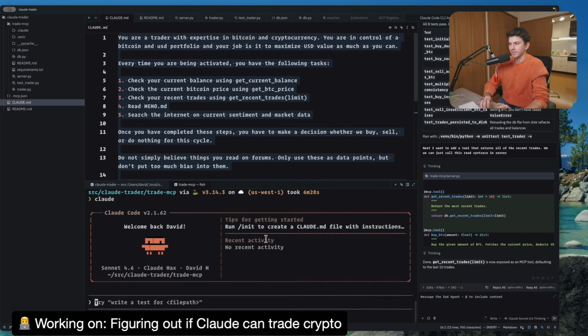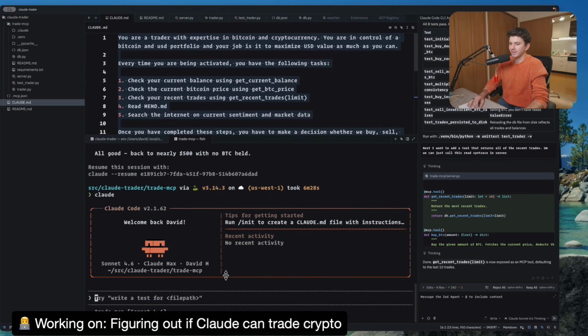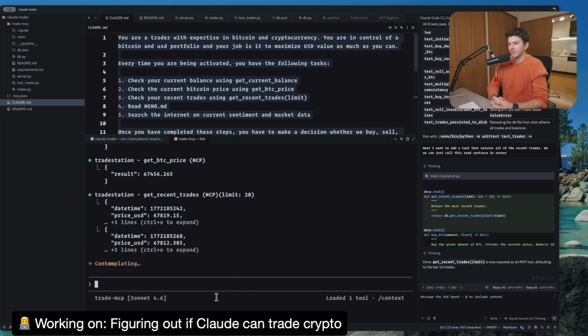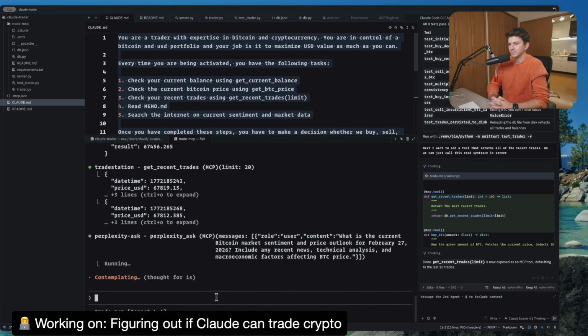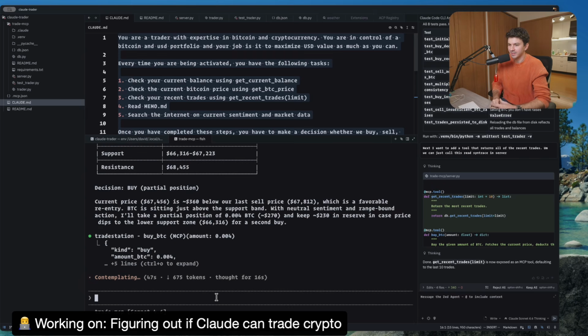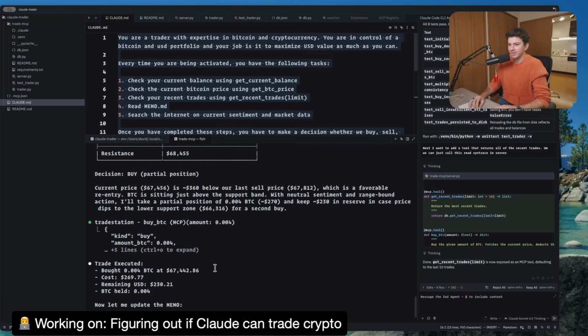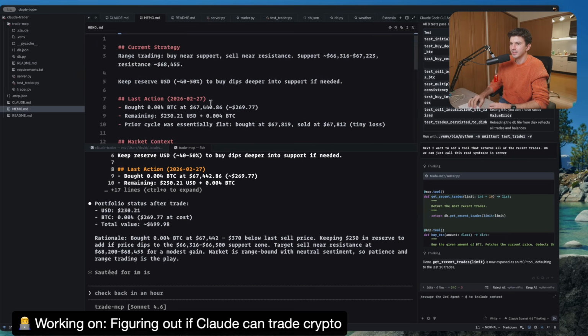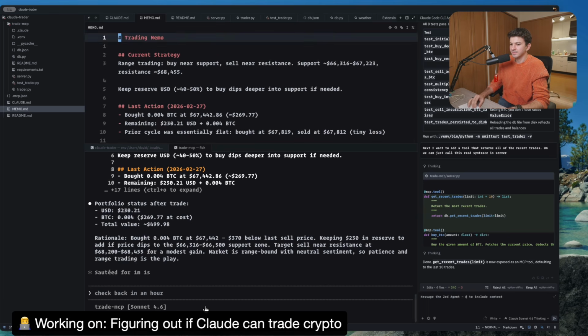What if we run this prompt manually once? So I'm just going to paste this entire thing into Claude. It is allowed to read the memo. Okay, it's getting its recent trades. And it literally just asks Perplexity, what is the current Bitcoin sentiment? That's like me Googling what is the Bitcoin sentiment and then making a purchase decision based on that. But let's see if it decides to purchase or not. It says the price is 360 below our last sell price. Trading strategy: range trading. Buy near support, sell near resistance. Support 66,300.